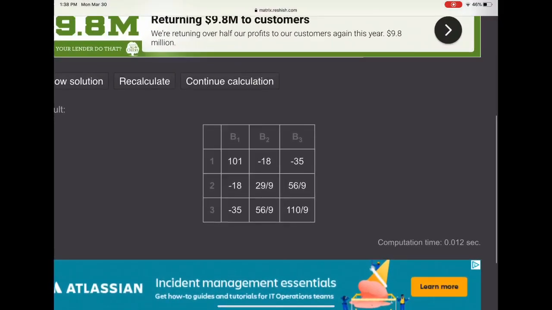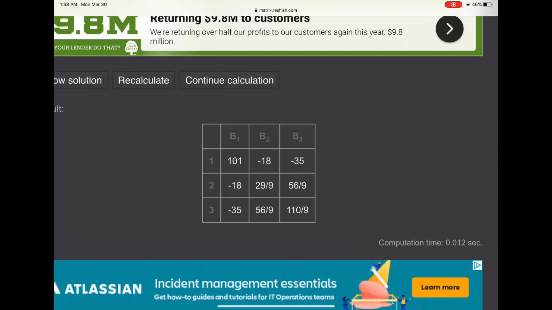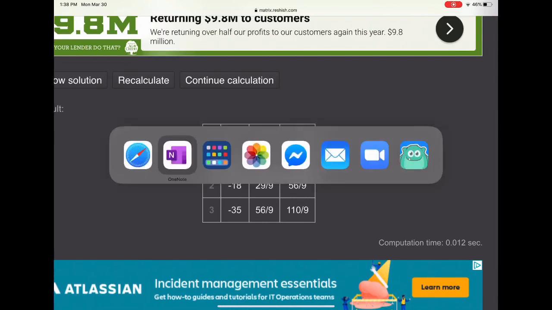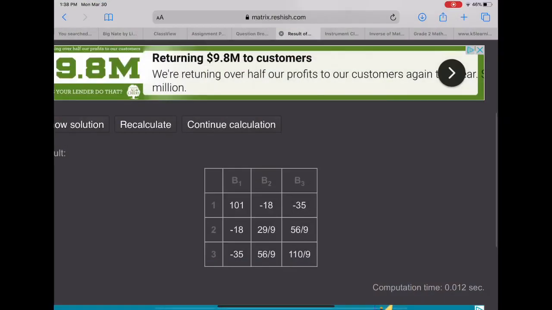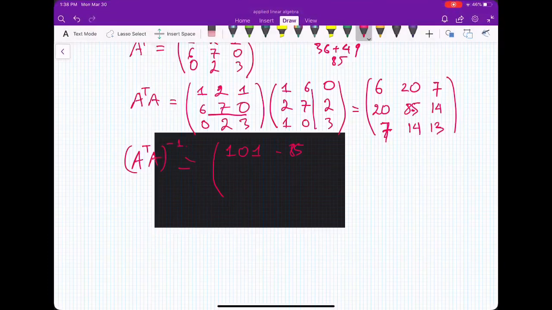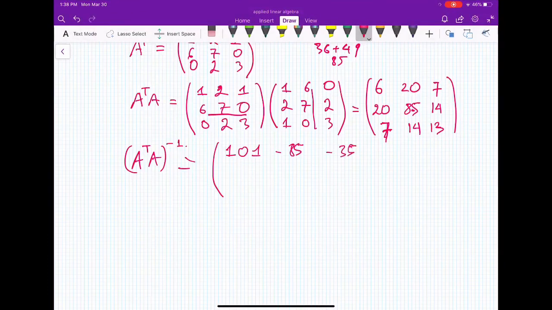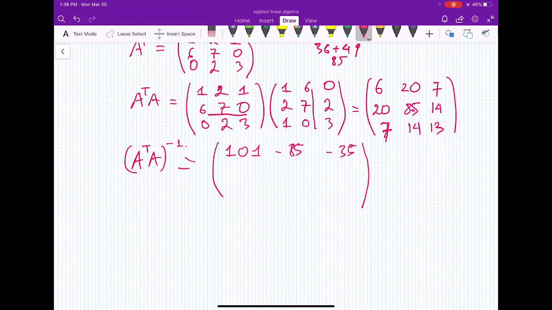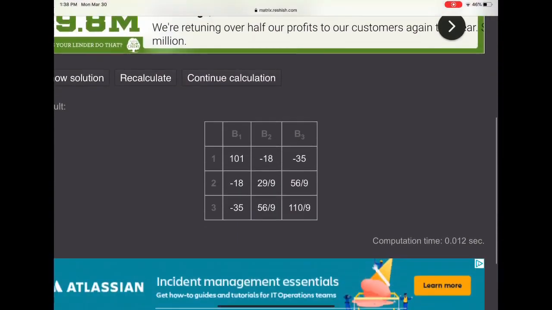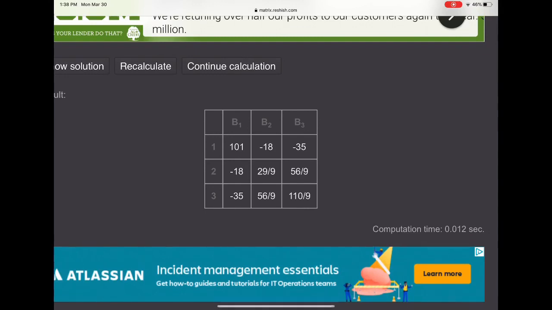This is our inverse. Okay. 101, negative 18, negative 35. So the inverse is equal to 101, negative 85, and then let me check that, negative 35. That is the first row. The second row is negative 18, 29 over 9, 56 over 9.